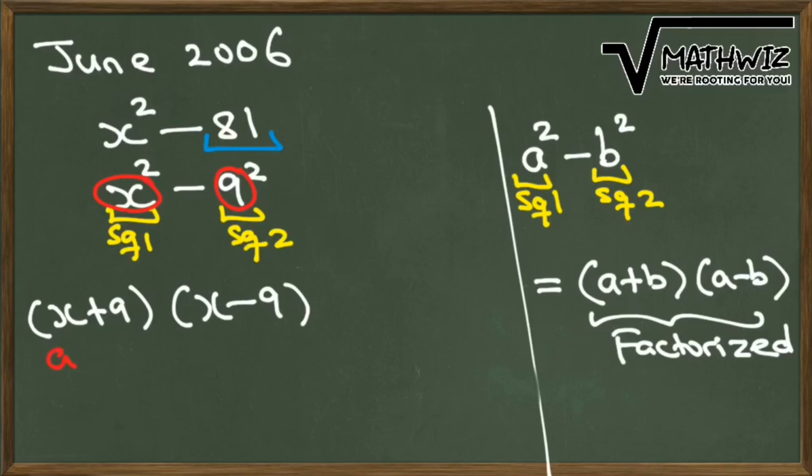So we have a plus b, a minus b. I don't like the red writing, it's a bit harsh. So it's a plus b, a minus b, and that would be your answer.